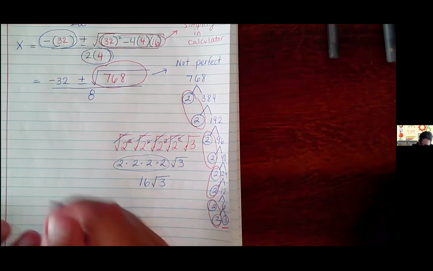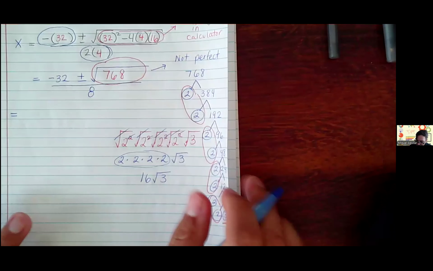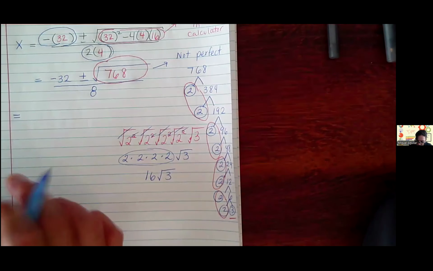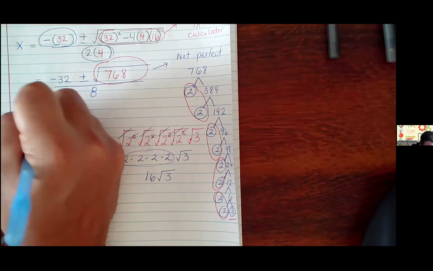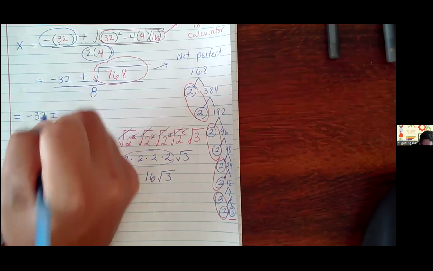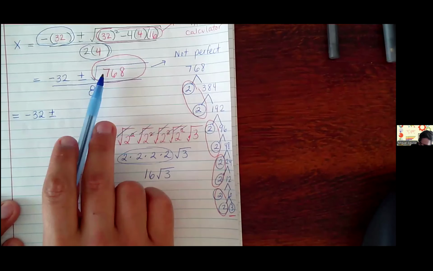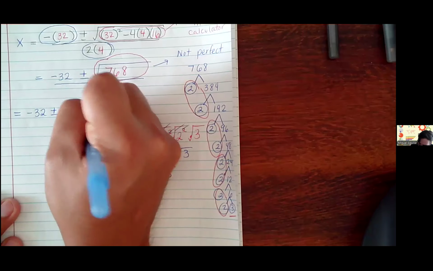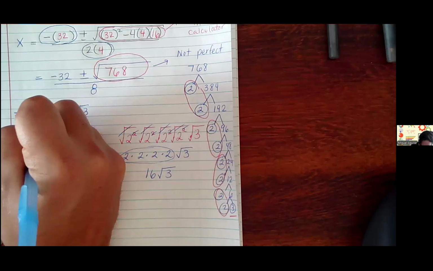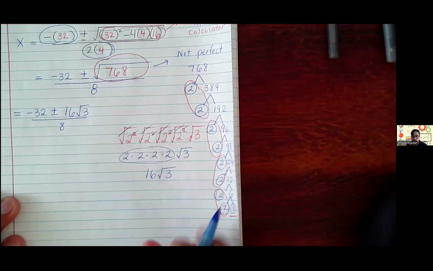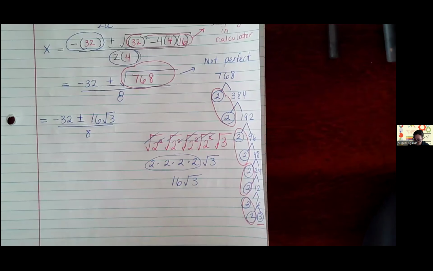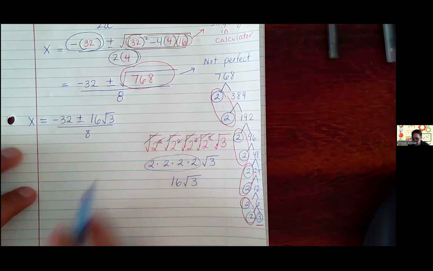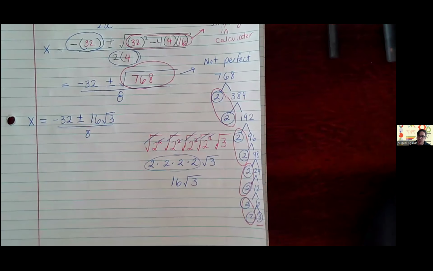Okay. So kind of a lot of work there for that one since it's so big. But now we can go back to our problem and say this is negative 32 plus or minus. We're replacing the square root of 768 with now 16 root 3 all over 8. Okay. So we simplified that radical. And like I said, this would be the end of the story, but we have to check some things.